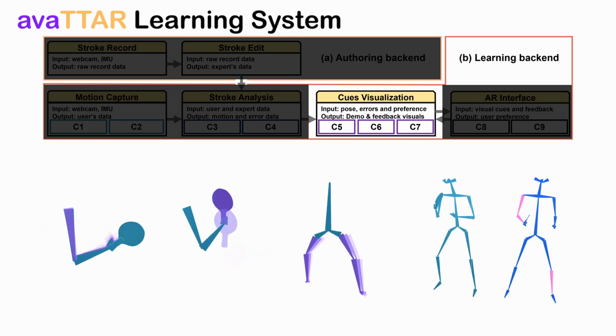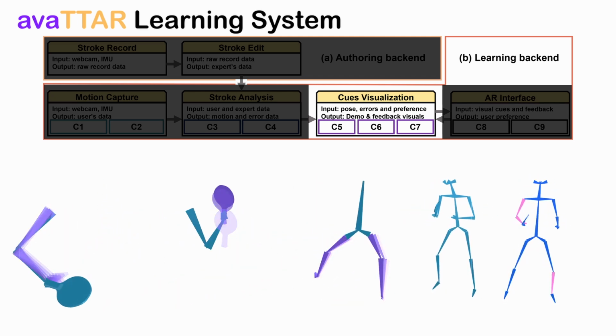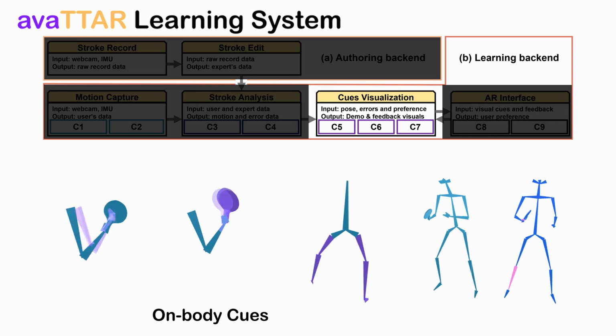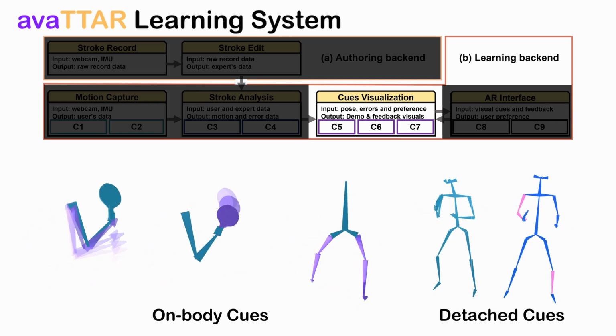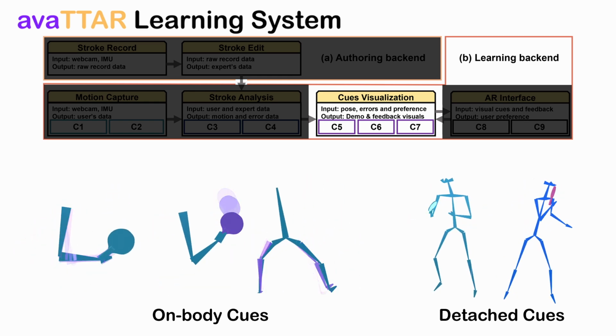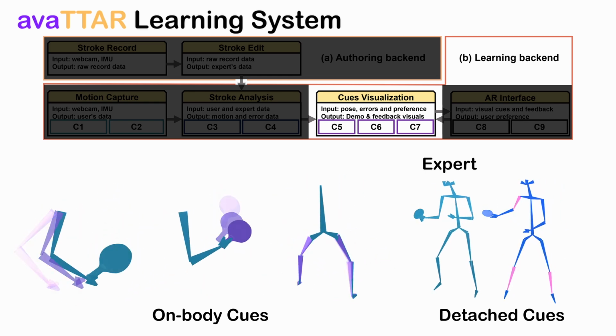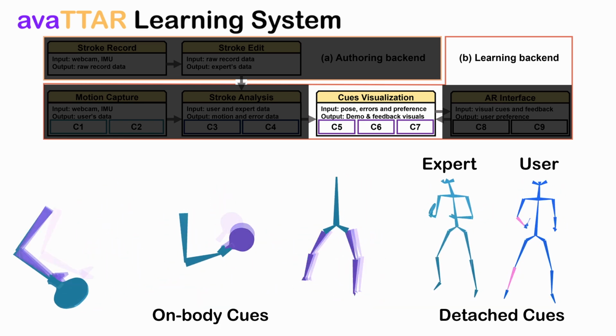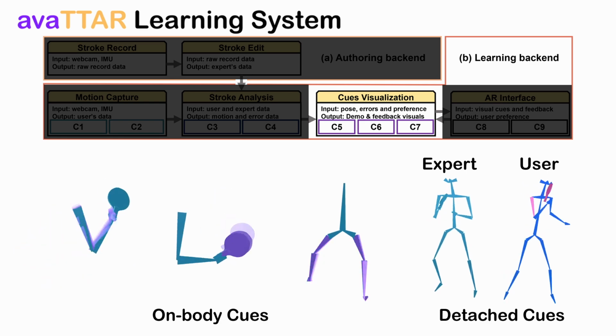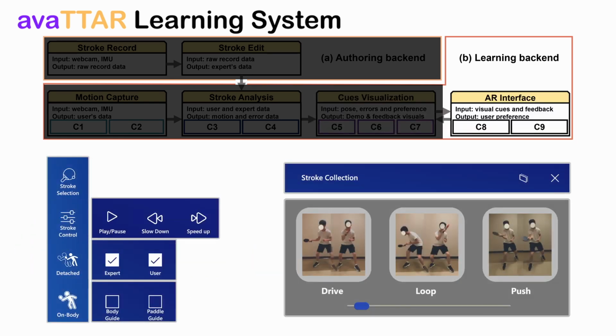Cues visualization. This module involves the presentation of visual cues to the user, including on-body cues and detached cues. On-body cues provide correct movement trajectory guidances for the body and paddle. Detached cues provide an expert avatar that shows correct movements and a user avatar that shows the user's movement and highlights incorrect skeletons in pink. These cues help guide the user in real time during training. AR interface. With this module, users have the freedom to pick the stroke they want to train. Moreover, during the training process, they can easily choose their visualization preferences using the interface.